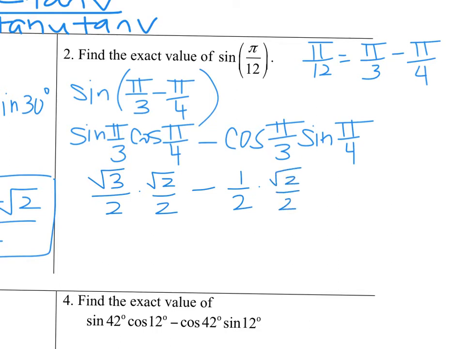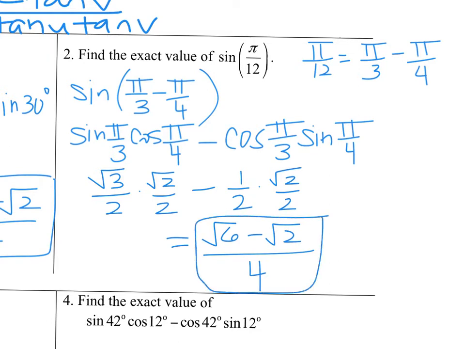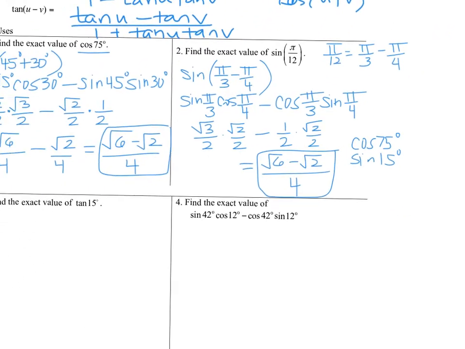So you take each of them and evaluate them. And now our answer would be rad 6 minus rad 2 all over 4. Same answer. That's interesting. It's not interesting. We found the cosine of 75. And this is to find the sine of 15. And of course, they're going to be the same answers, right? All right. Let's move on.